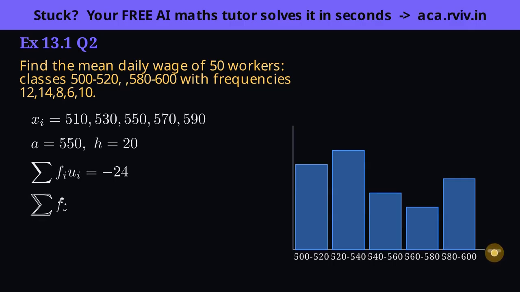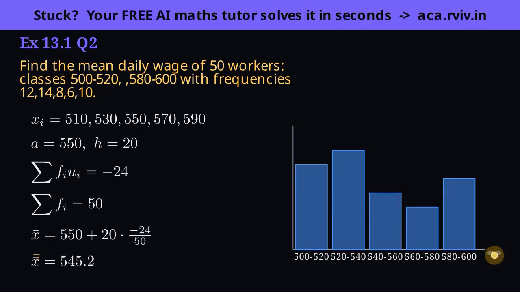Add the frequencies for the total, 50 workers. Now unscale and unshift. Multiply back by the width 20, divide by 50, and add a: 550 plus 20 times minus 24 over 50. The correction is minus 9.6, so the mean wage is 545.2 rupees, a little below our assumed 550, just as the negative sum warned.